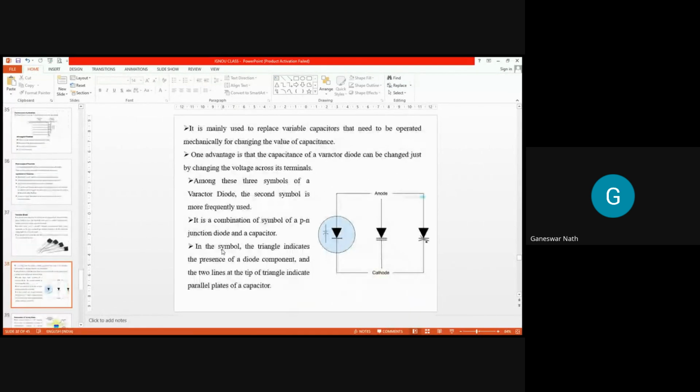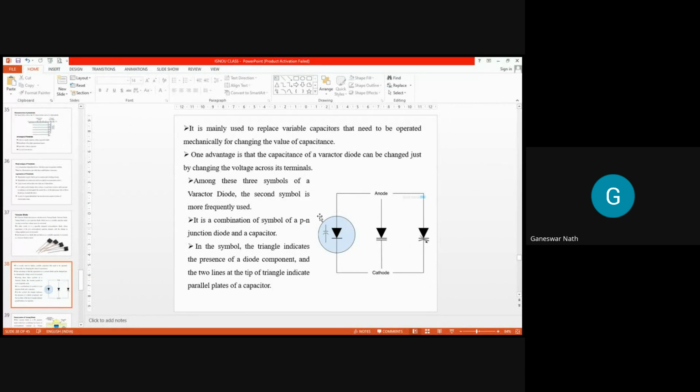Now, these are three different types of symbols of the varactor diode, but most of the time we use the second one as the varactor diode. Don't confuse yourselves. These are the different symbols of the varactor diode. This is one symbol, this is another symbol, and this is a third. All have an anode and a cathode.